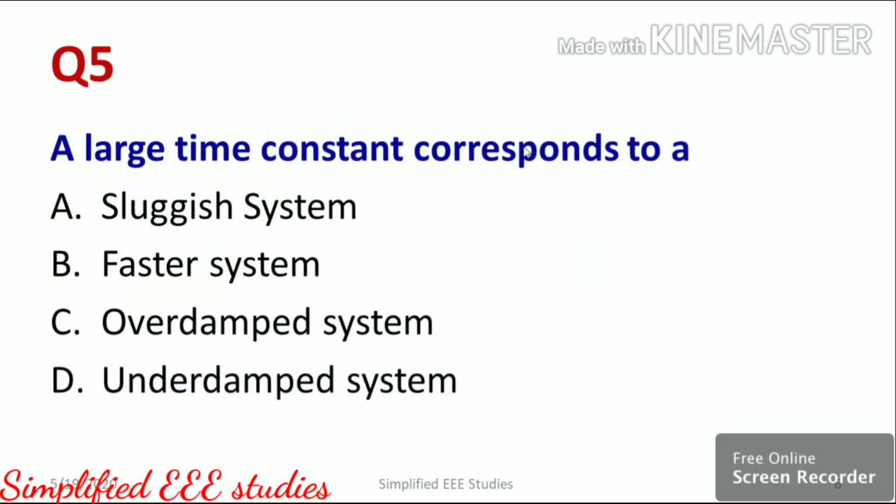A large time constant corresponds to: option A, sluggish system; option B, faster system; option C, overdamped system; and finally option D, underdamped system. Definitely, if you have a large time constant, your system response comes down. That means the system is becoming slow. So I can go for the first option, a sluggish system.